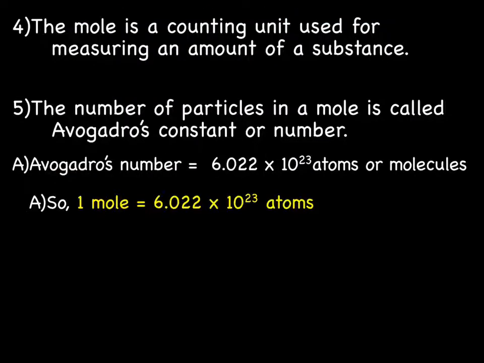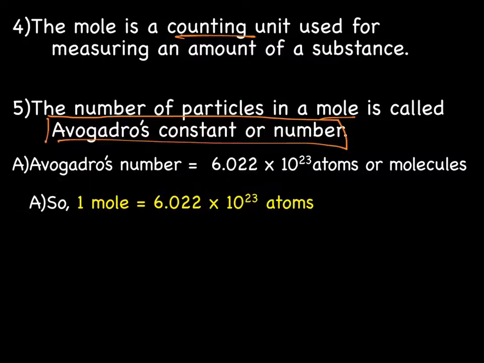The mole is a counting unit. Again, it tells you how many. So the mole is a counting unit used for measuring the amount of a substance. The number of particles in a mole is called Avogadro's constant or Avogadro's number. And Avogadro's number is 6.022 times 10 to the 23rd. And normally, because we're in chemistry, we'll be talking about 6.022 times 10 to the 23rd atoms or molecules.